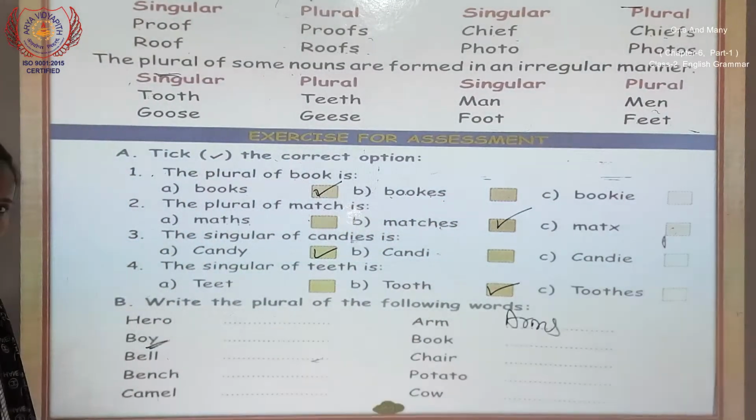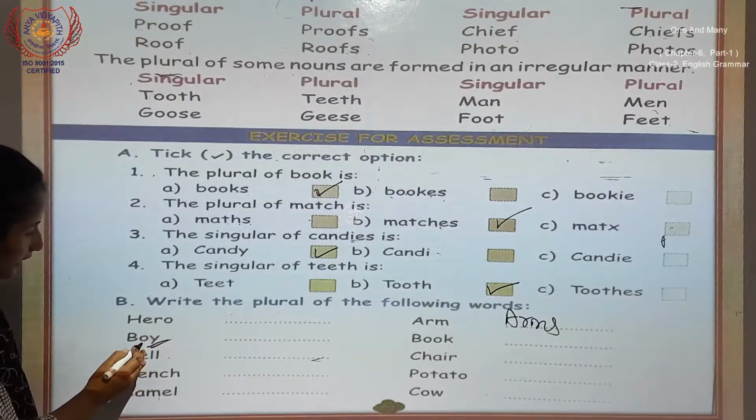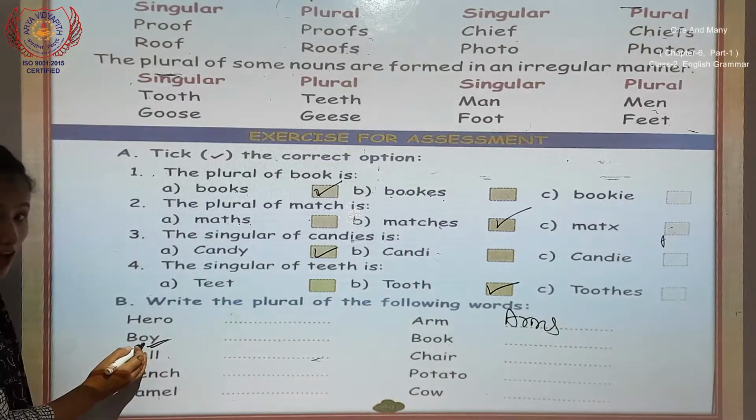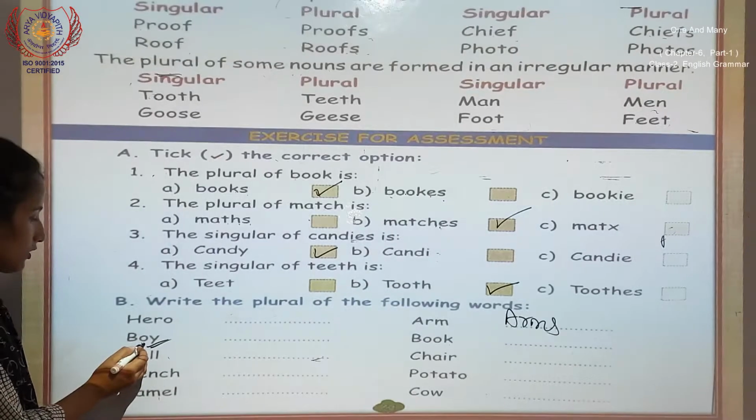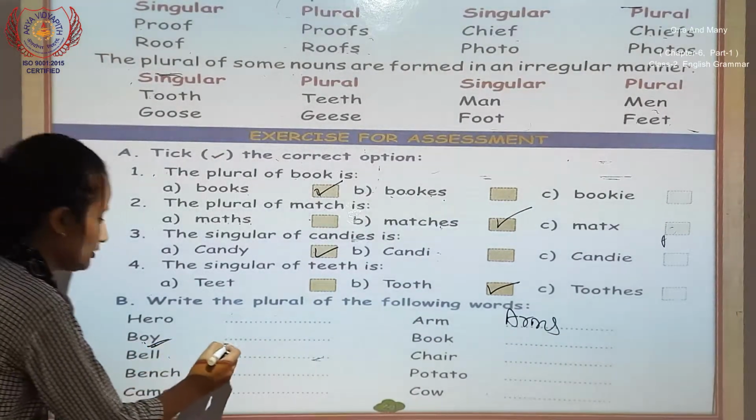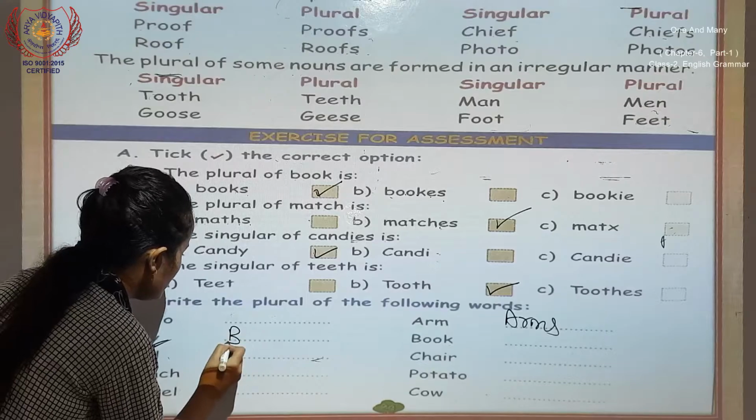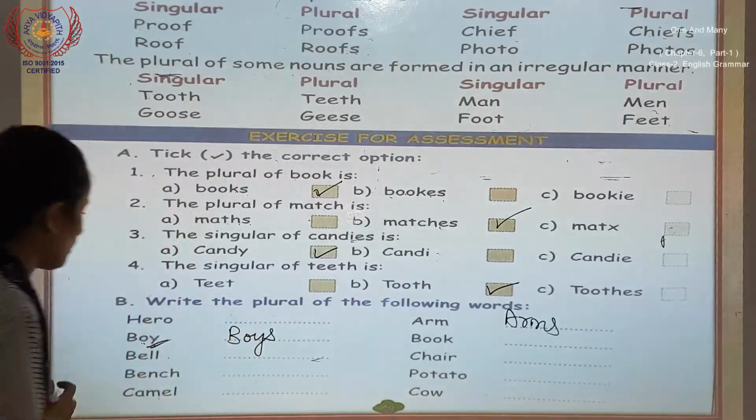What you will do? Y के बदले में यहाँ पर क्या है? You can see this is a vowel word. So we cannot change the word. We cannot change Y. So because of the vowel, we have to write boy as boys.